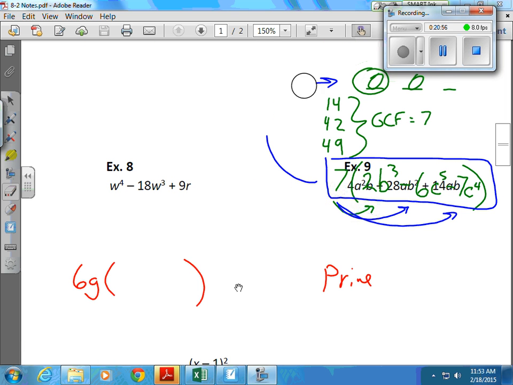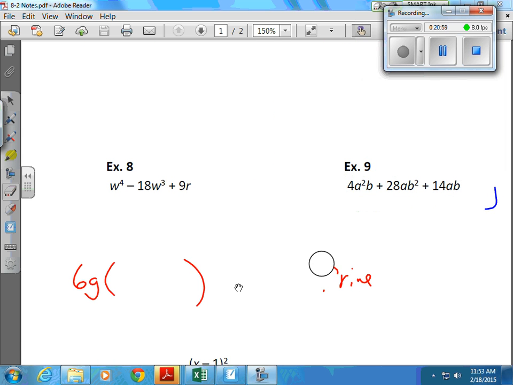What about 9? What do they have in common? They have a 2, they have an a, and they have a b. You'll divide that out from all of them.